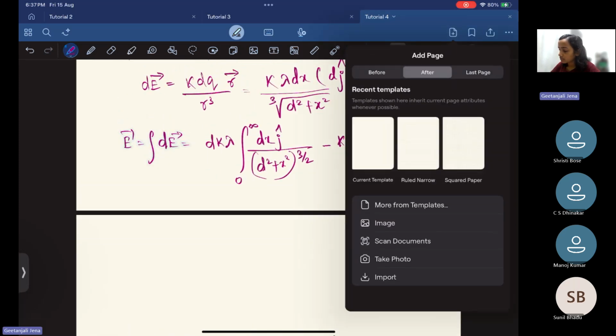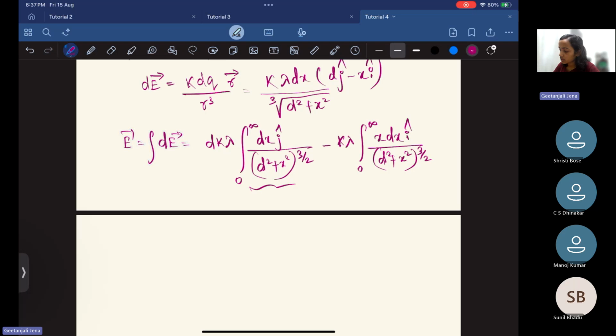So I think these two integrations, you know how to do it, right? For this one, you just need to do a trigonometric substitution for the A part. And for the B part, you can take this whole term as some t square. Whenever you have x dx by (d square plus x square)^(3/2), you can take this as t square so that you can easily calculate the integration value.